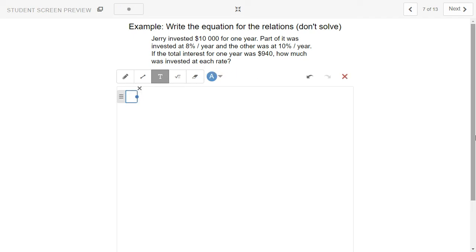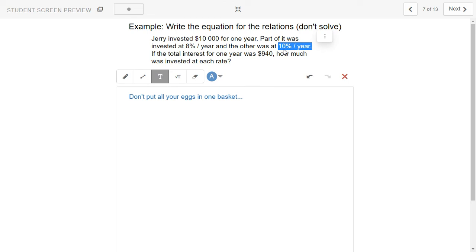Now, remember the saying, don't put all your eggs in one basket. Well, this is what it often means. People will invest money, but they don't invest it all in one place. So Jerry wanted to invest $10,000, but instead of putting all $10,000 into one investment, Jerry put a part of the money in an investment that gave 8% per year, and another part of that money was invested into something that gave 10% per year.